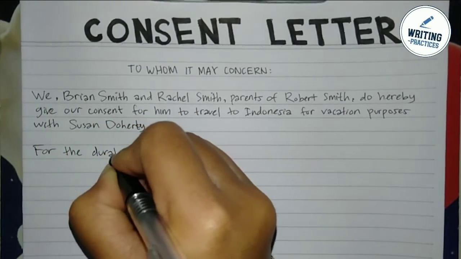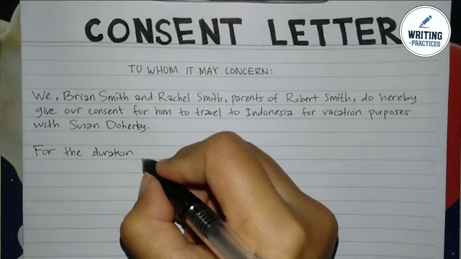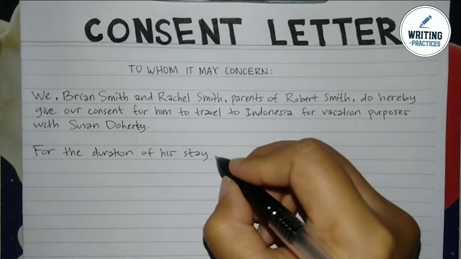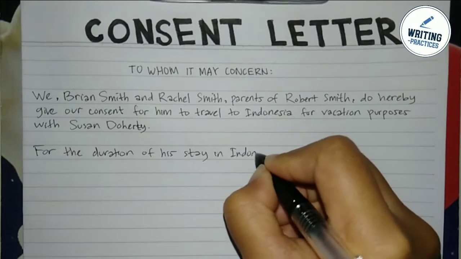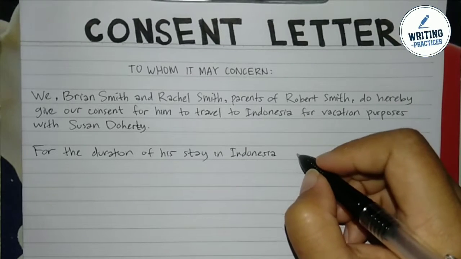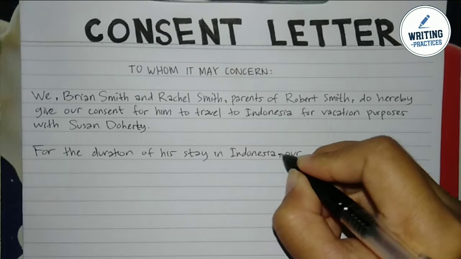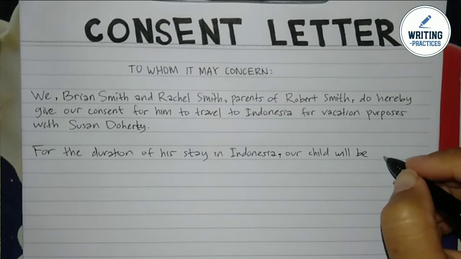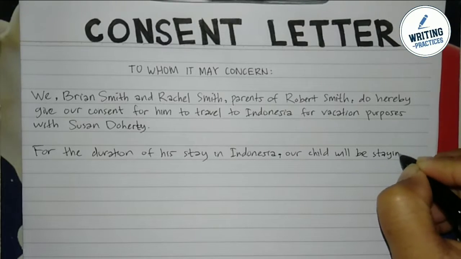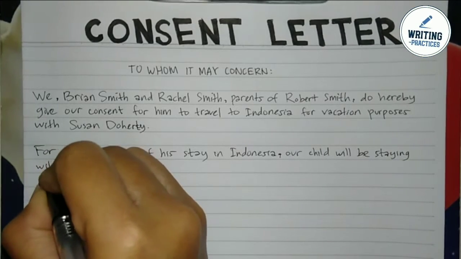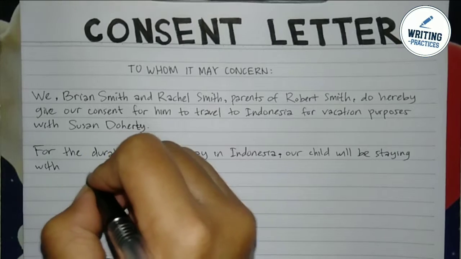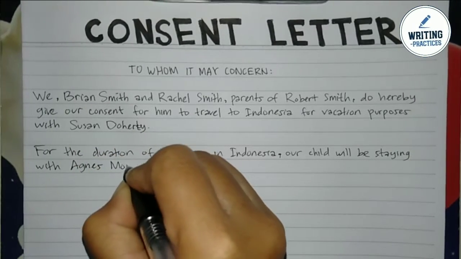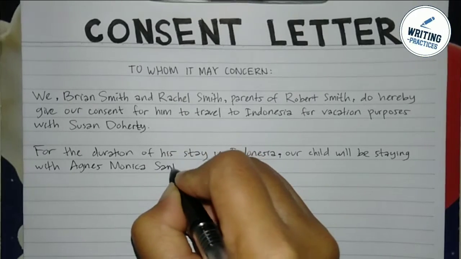In the second paragraph, talk more about the vacation details. If you want the visa to get approved, or the consent letter valid, you must write the duration of the travel. You can say like the stay in that destination, the child will be staying at a certain place. And mention the name of the place if it is hotel or something. Or mention the owner's name if it is a house. In this example, the child will be staying at Agnes Monica's house.